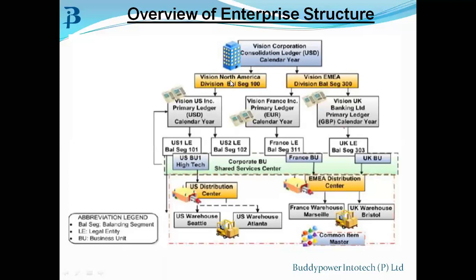You can see here the Vision Corporation has two divisions, which are North American and the Vision EMEA. EMEA is nothing but European, Middle East and African countries. Underneath the North American division, you have one primary ledger wherein you're using USD as the functional currency, and you're using the calendar year, which is January to December. Coming to the EMEA division, you have two primary ledgers, one for France and the other for the UK. For France, you have euros as the currency and the calendar year from January to December. In the UK, you have Great British Pound, again with the calendar year January to December.